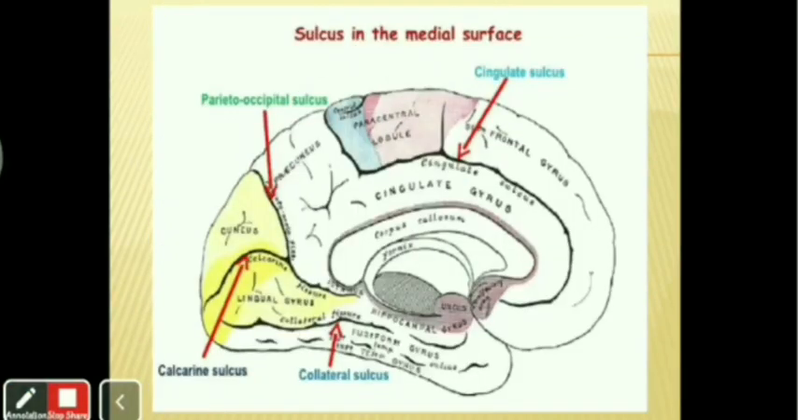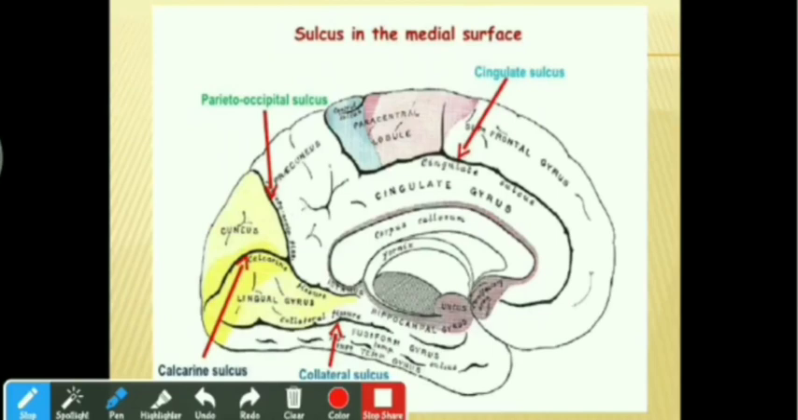About the calcarine sulcus. This is the calcarine sulcus. It is present in the medial surface of the cerebral hemisphere, and it begins at the posterior end of the corpus callosum. It is a slightly arched structure, and it ends in the occipital pole, slightly on the supralateral surface.